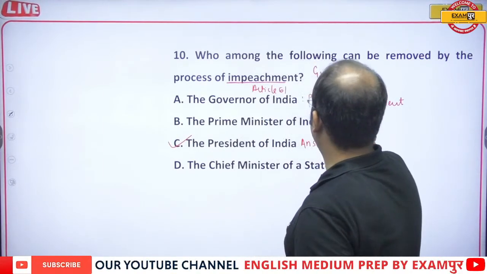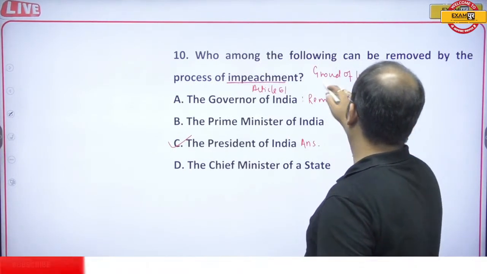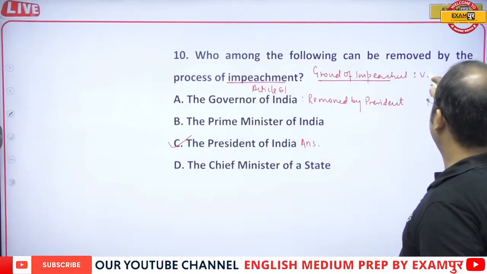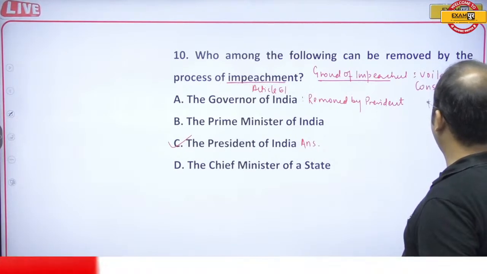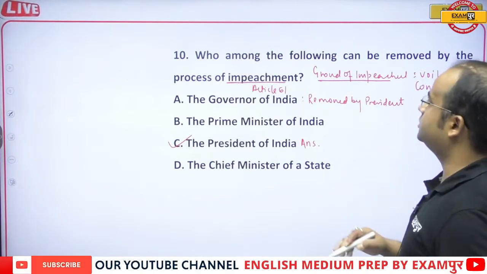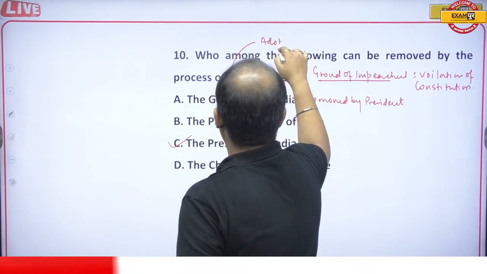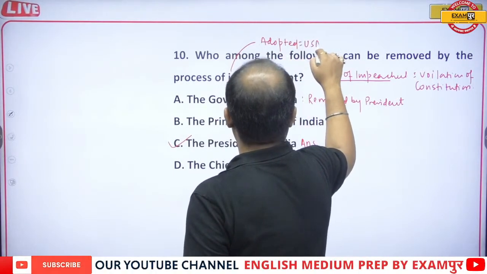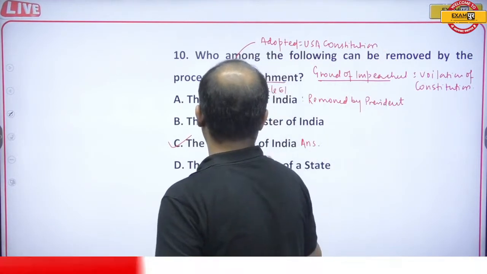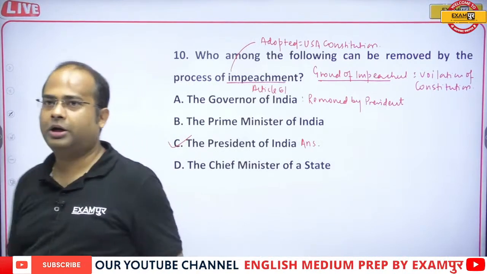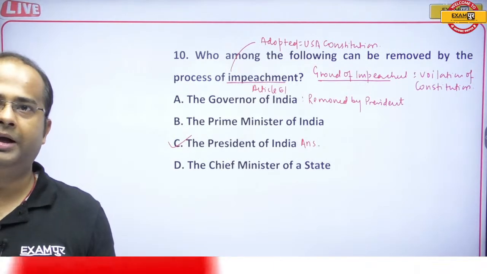And the ground of impeachment is violation of the Constitution, that means if he does anything which is against the Constitution of India. And the impeachment of the President is adopted from the US Constitution. So it is adopted from the Constitution of the USA. Therefore, the correct answer will be, guys, option C, that is the President of India.